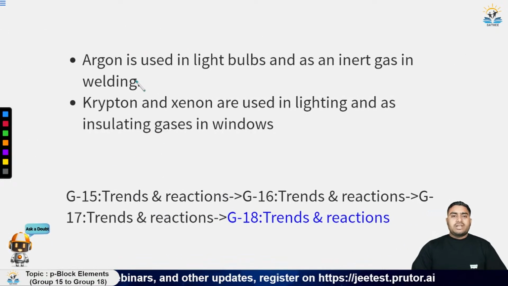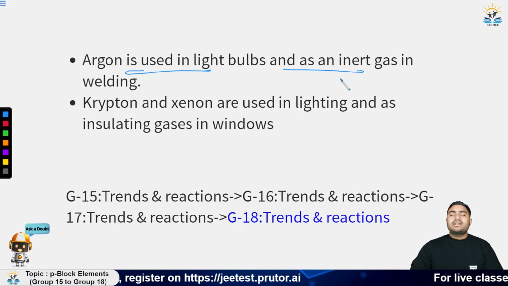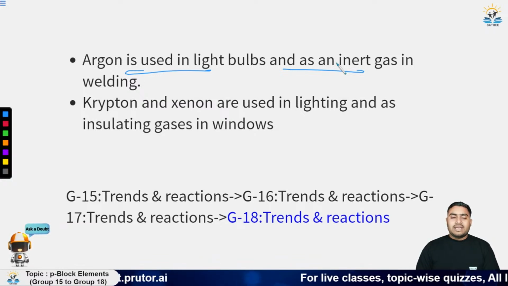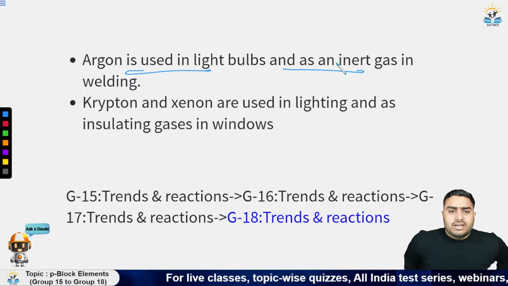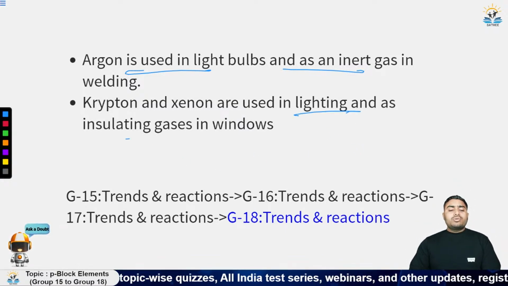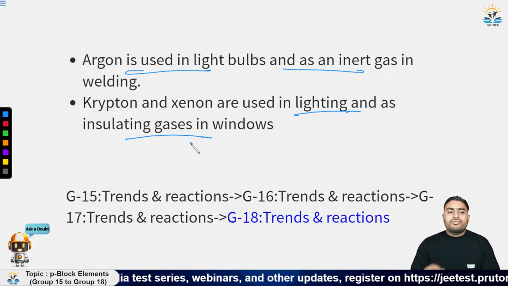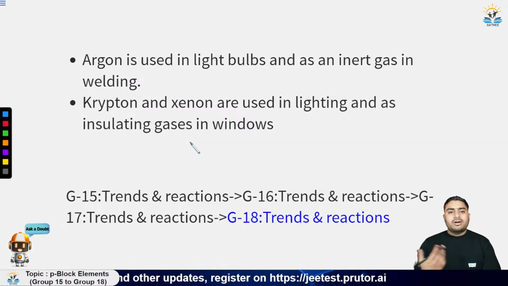Let's move to the next. Argon is used in light bulbs and as an inert gas in welding. In light bulbs, argon gas is filled because argon is extremely low in reactivity. Krypton and xenon are used in lighting and as insulating gases in windows as well. So some compounds are formed by krypton and xenon, but the other noble gases are not forming compounds.